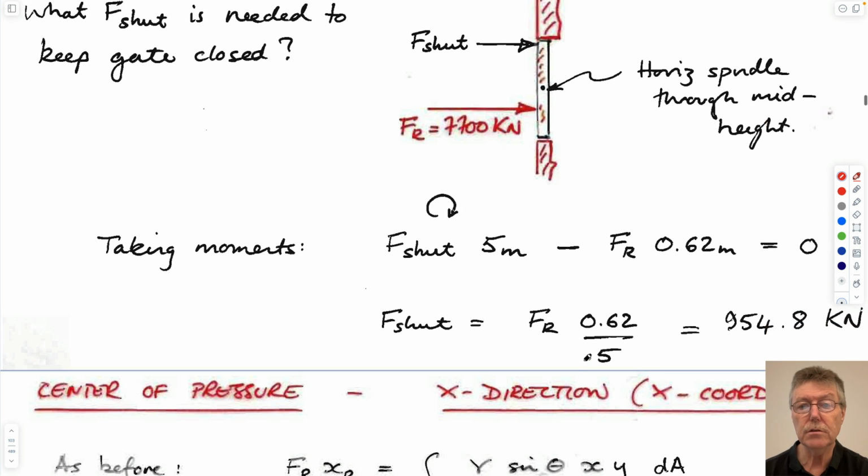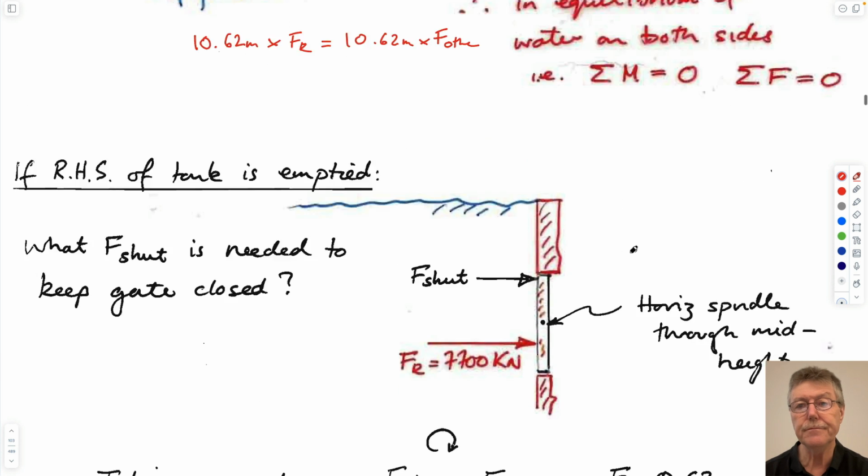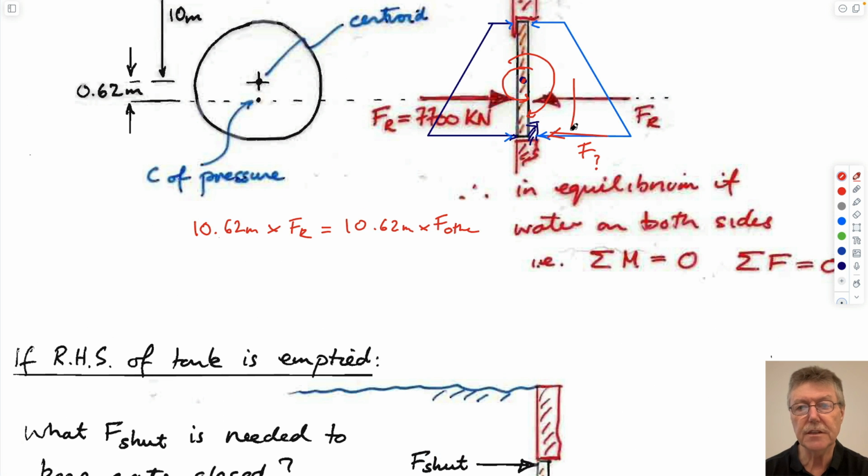And so for that, you'd want to take moments. This distance to this force is 5 meters. So the moments in this direction are 5 meters times F, the unknown force. The moments in the other direction, and this has to equal it, are 10.62 meters times 7,700 newtons, which we know, and so we get this.